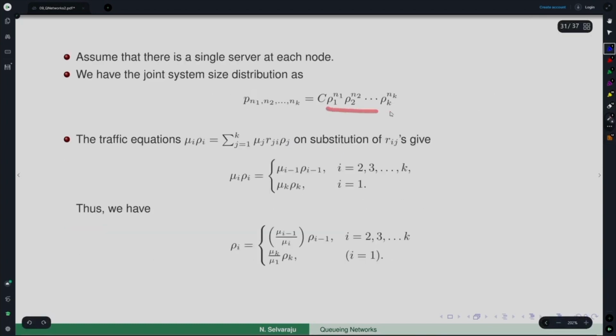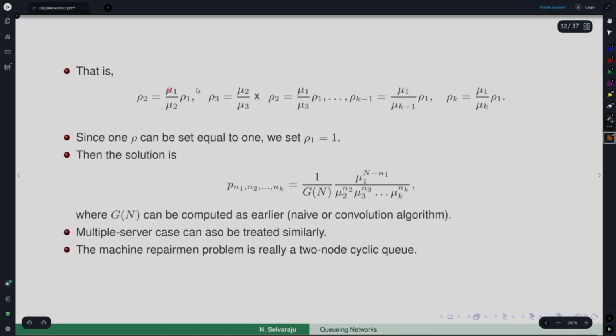Now, once you plug those quantities here for rho 1, rho 2, then you know that this is mu 1 everywhere here. So, mu 1 to the power n minus n 1 divided by this quantity with appropriate normalization constant g of n would be there here, because we are assuming n customers in the system. Now, this g of n can be computed as earlier, either through the naive procedure or through the convolution algorithm or Buzen's algorithm, that is what Buzen's algorithm is. So somehow you can compute this, then you determine this joint distribution.